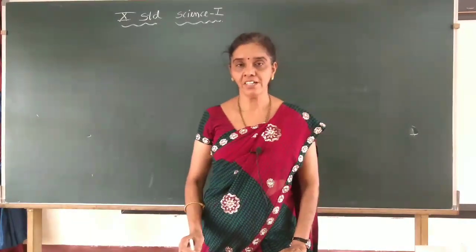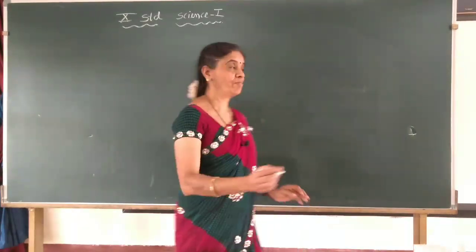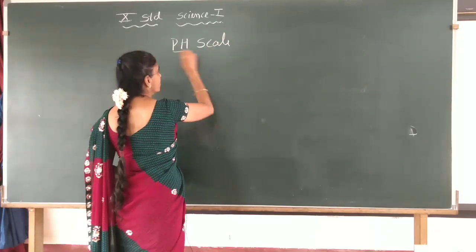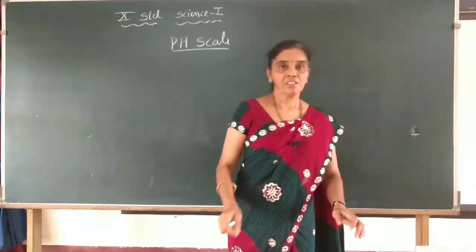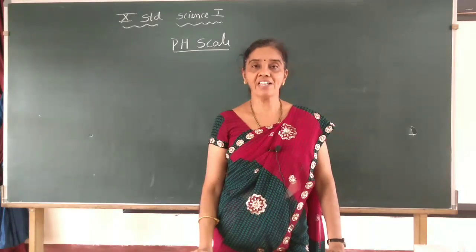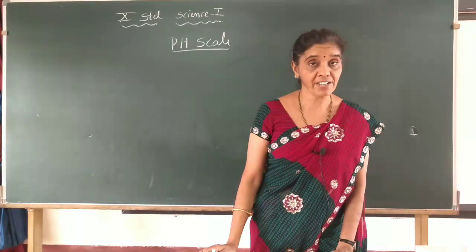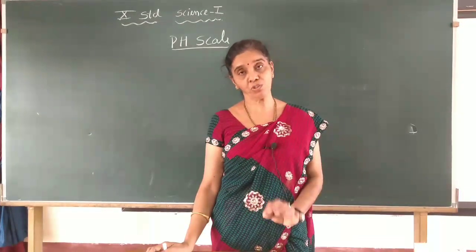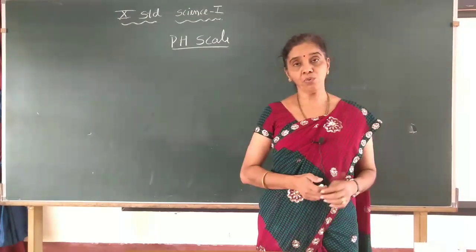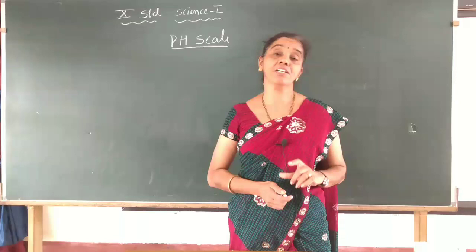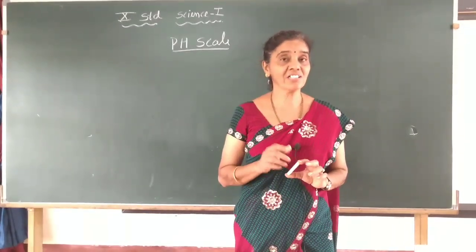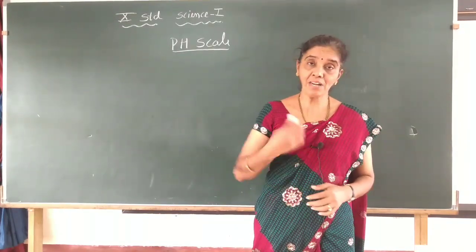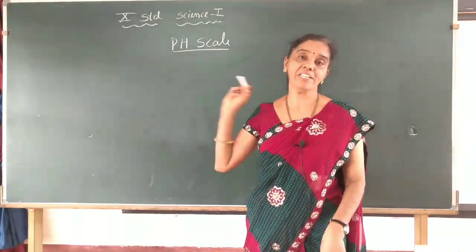Dear students, today we will learn about the pH scale. Now you have seen the strength of the acid or base we cannot find by using just litmus paper. Litmus paper can be used to detect whether the given solution is acid or base. Now I want to find the quantitative measure of the hydrogen ion or hydroxide ion present in a solution. Now how can we do this? To help you, we have a scale called the pH scale.